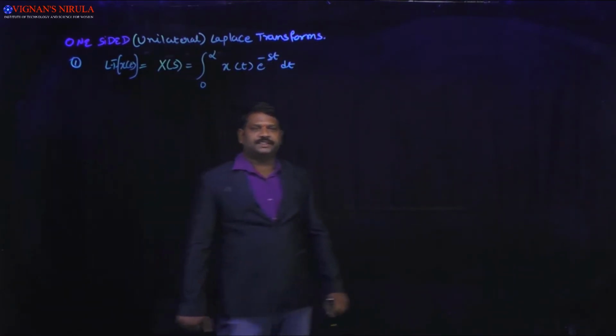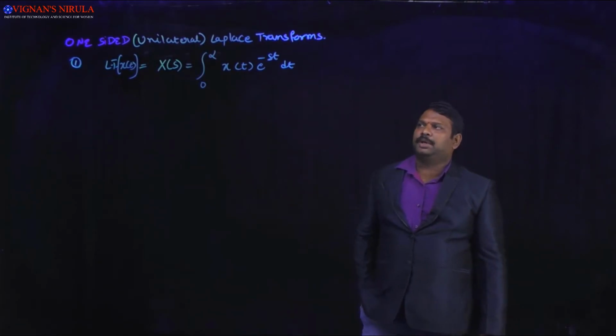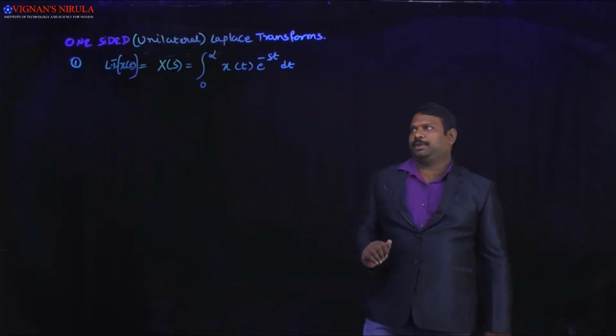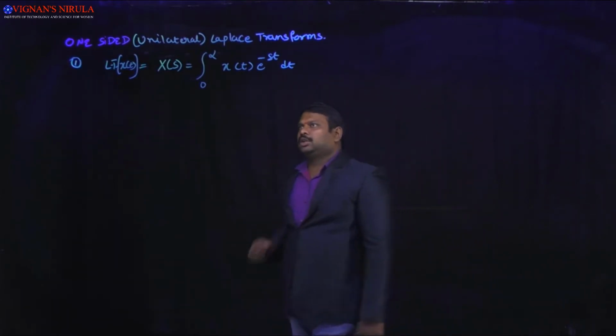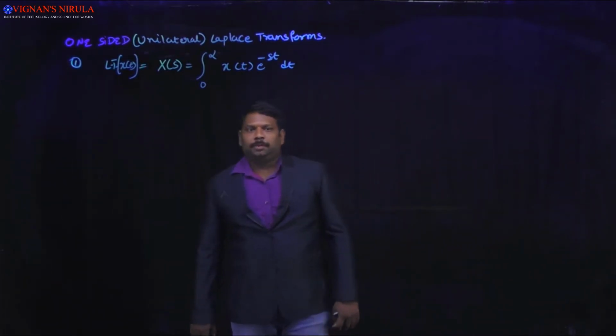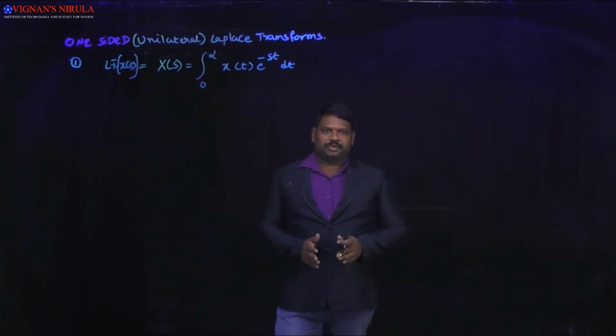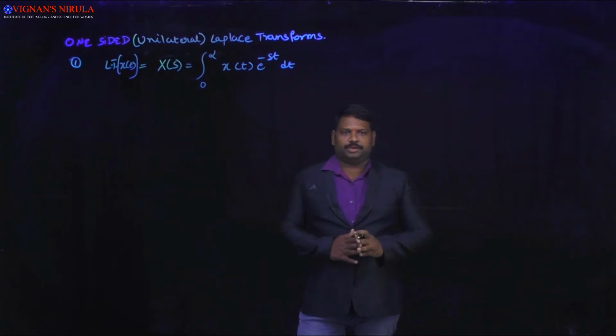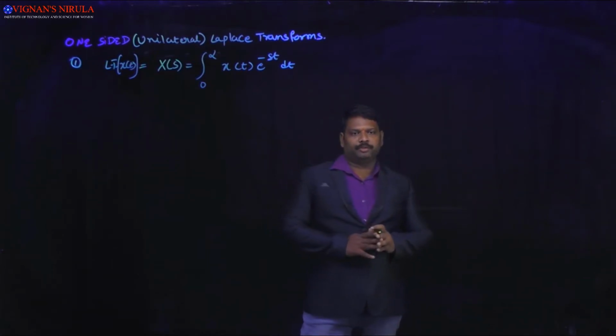In e power minus st, this s will be nothing but our sigma plus j omega. We'll simply keep s as sigma plus j omega, then solve the corresponding Laplace transform and define the values of s where it will exist. That will be called our region of convergence. We'll see it with some problems.